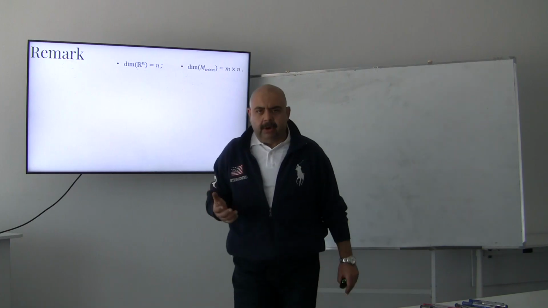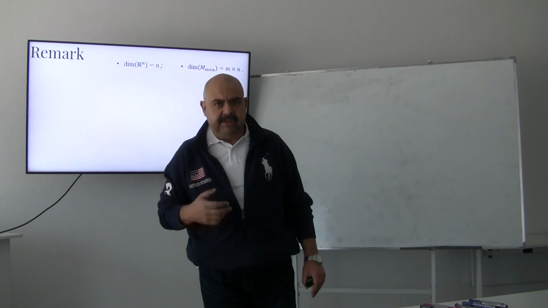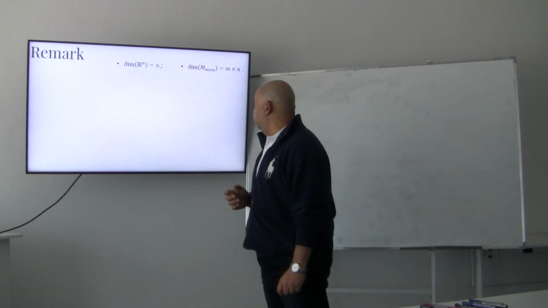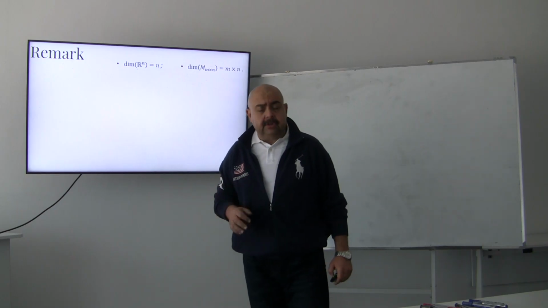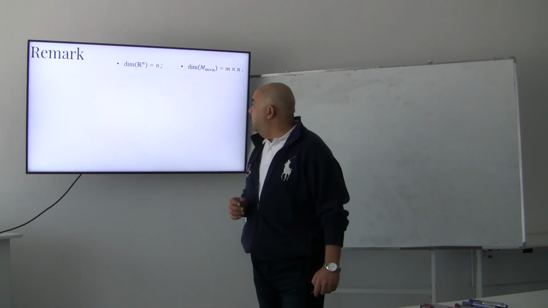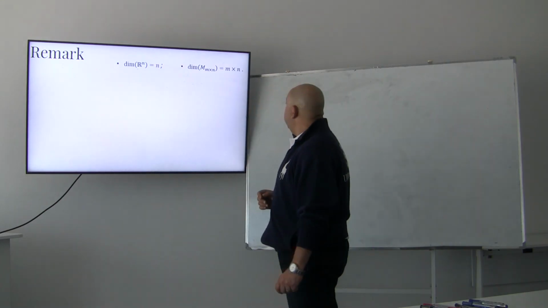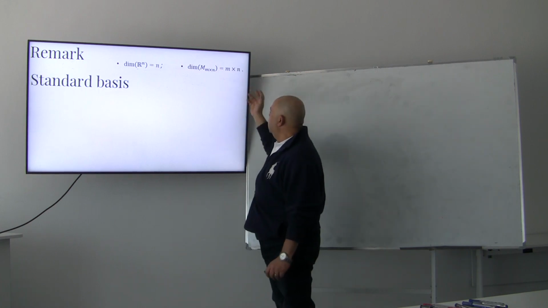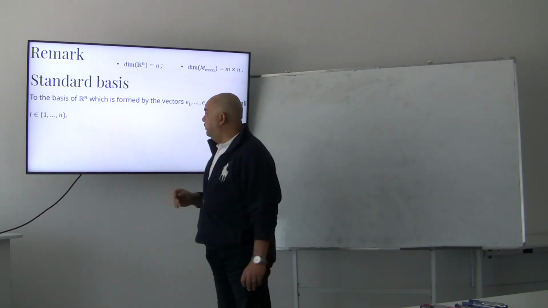Another remark is that the dimension of Rn is the number of vectors that exist in a basis of it. So if I'm talking about R2, the basis will be two vectors. That's the standard basis for R2. If R3, you will have three vectors forming this vector space, and so on. If I have a matrix m by n, the general dimension is going to be m times n. And we also did go through this in the previous session.